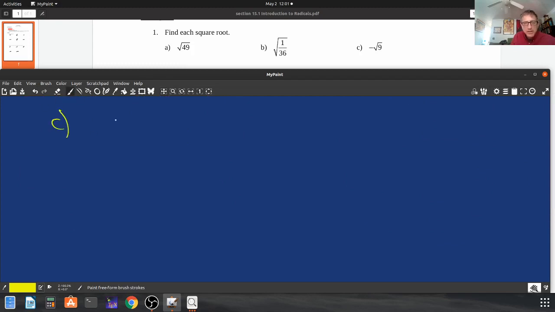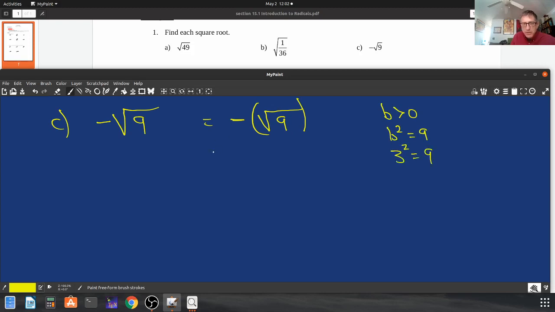So for C, we want to find the negative square root of 9. Again, that's the same as minus the positive square root of 9. So all I really have to do is find some number b greater than 0 such that b squared is equal to 9. 3 fits the bill nicely. So the positive square root of 9 is 3, so the negative square root of 9 is minus 3.